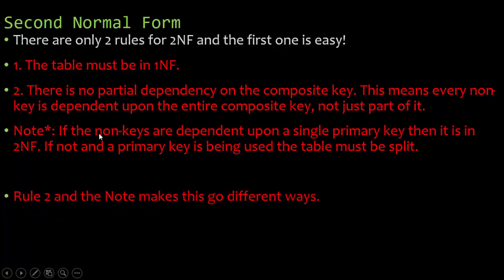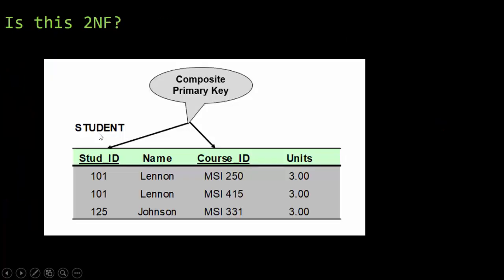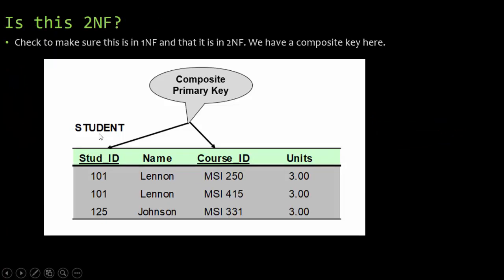Now, rule 2 in the note makes this go different ways. So let's practice. We're going to take a look at a couple examples here, and then we'll get back to our table and convert it to second normal form. So this one, is this table in second normal form?